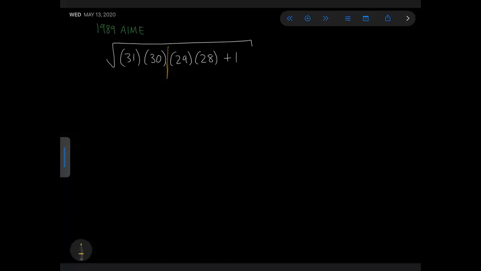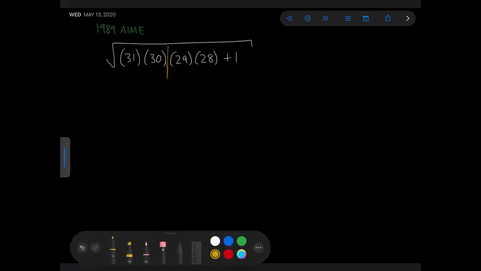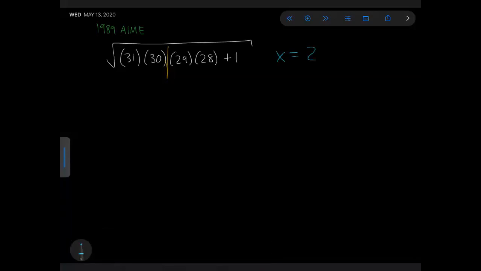If you were there for the Monday class, we talked about the midpoint trick, where instead of x and x minus 2, we substituted y equals x minus 1. We're going to do something very similar. We're going to say that our x is equal to 29.5.